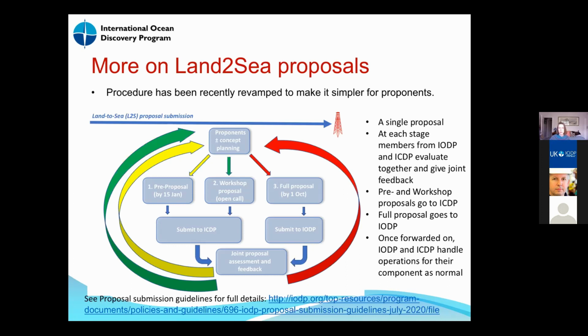The early stages of the proposal, the pre and the workshop proposal, go to ICDP and they share it with IODP, and the full proposal goes to IODP, and likewise that's shared with ICDP. Once you reach the point where we forward it on to the appropriate facility boards for scheduling, at that point those operations are handled separately, although also joined up as normal. But the whole evaluation process is now simpler, one proposal, and hopefully that will give a much smoother and quicker process for proponents. So we hope this encourages people to put together a proposal of this kind.